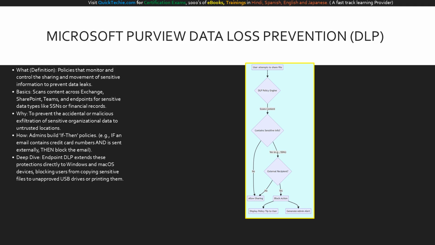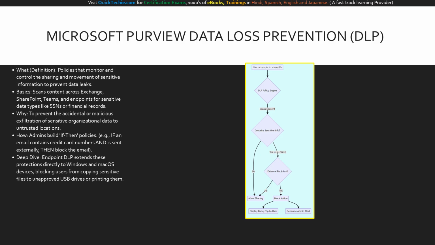We are looking for predefined sensitive information types, such as social security numbers, patient health records, or custom internal project codes. Why is this critical? Because accidental oversharing is incredibly common, and malicious exfiltration is a constant threat. How do you stop it? You build strict if-then policies. For example, if a user attempts to send a spreadsheet containing 50 credit card numbers to an external Gmail account, then automatically block the email and alert the security team.